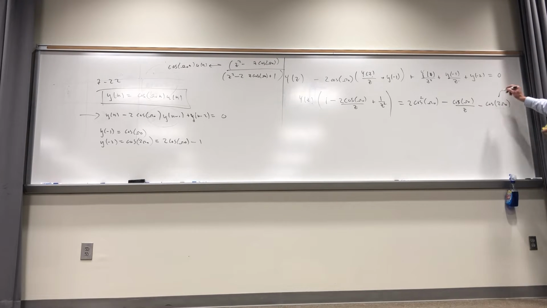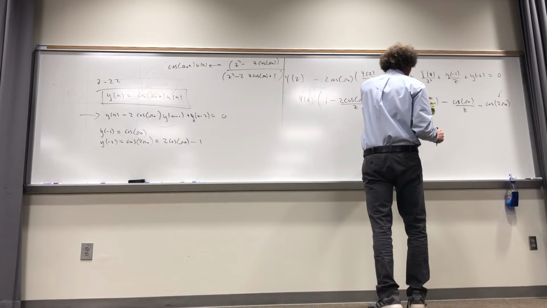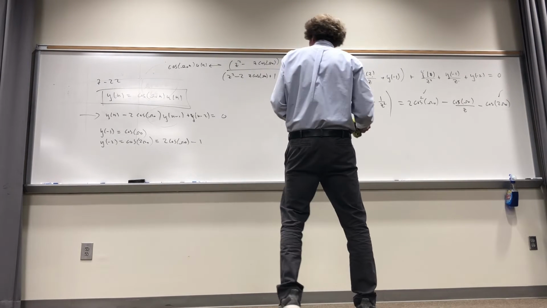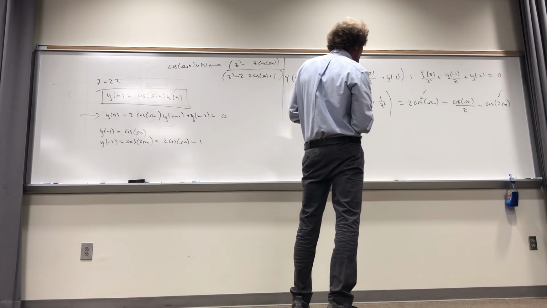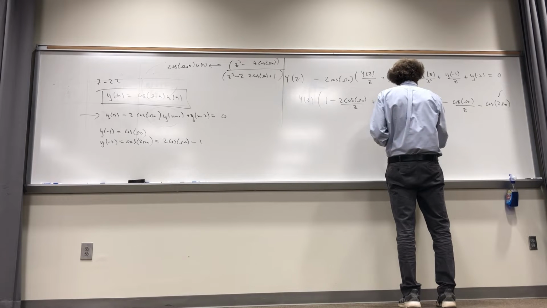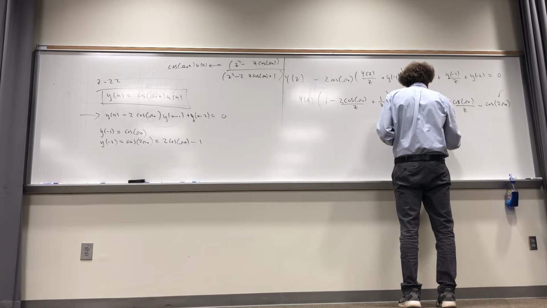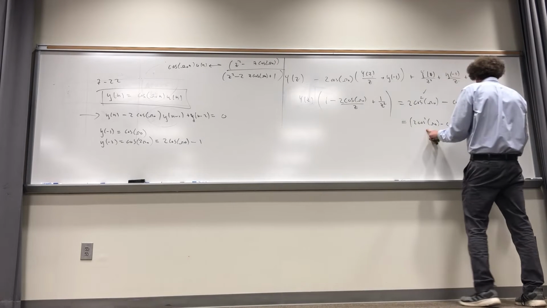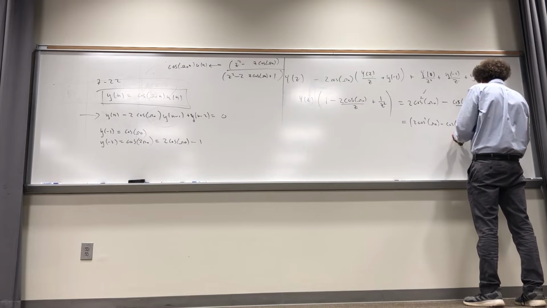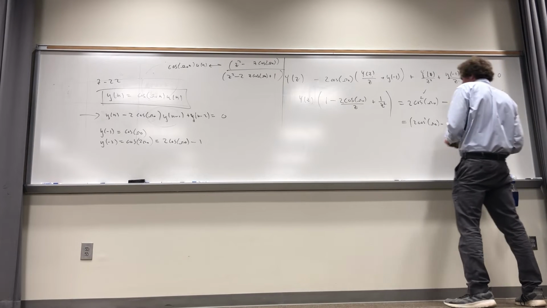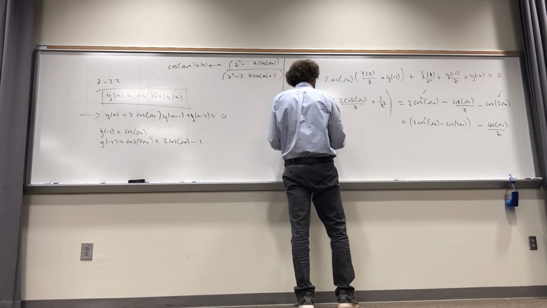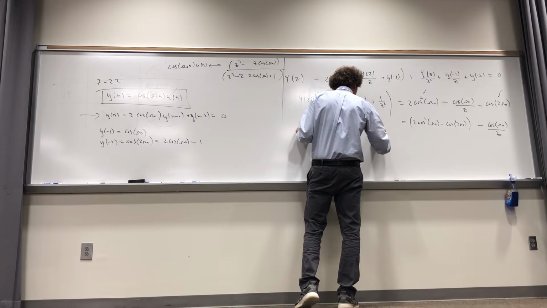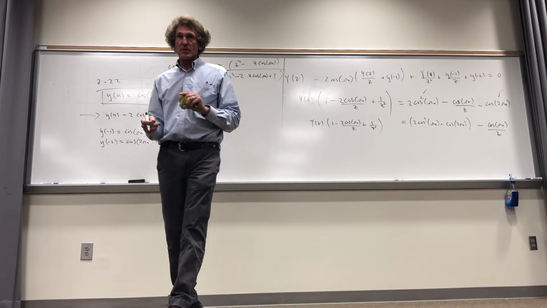I can take this one and this one together. Now look, if I have 2 cosine, well, I'm going to group. I'm going to say this is equal to 2 cosine squared of omega naught minus cosine 2 omega naught right here. And then I'm going to have minus cosine of omega naught over z equal to Y of z times 1 minus 2 cosine omega naught over z plus 1 over z squared.